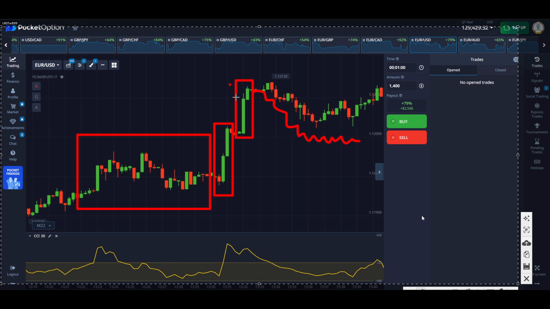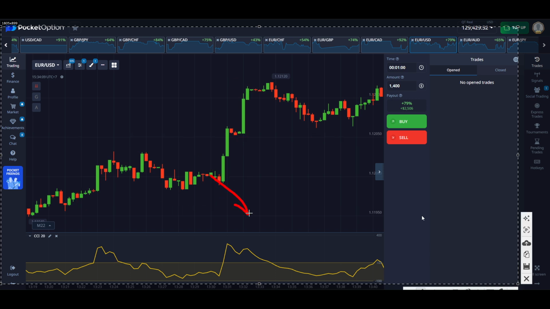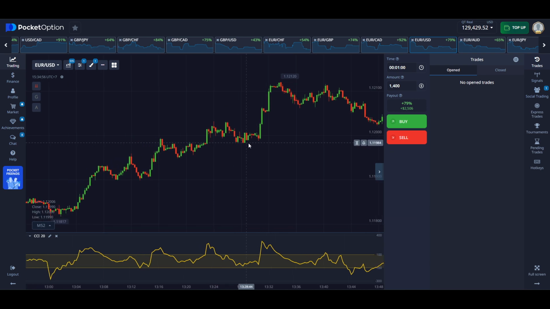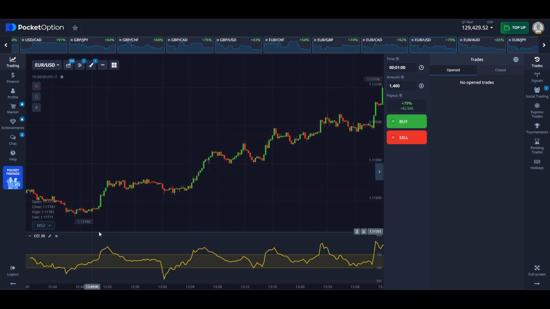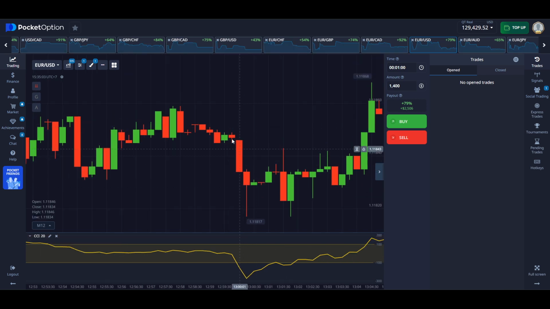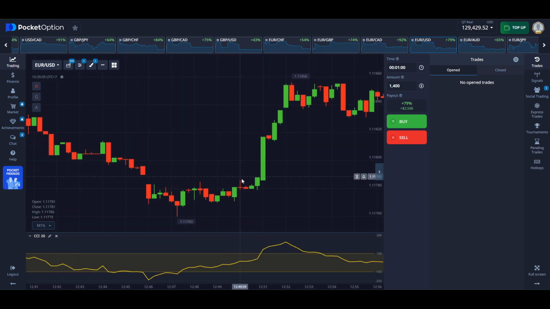So if we had, for example, done an analysis here and entered a sell trade, then at the moment we saw such an impulse, most likely we wouldn't have opened a trade at all. But based on the analysis, for example, it would have been possible to open a short position here. But as you can see, sometimes buyers and sellers have their own opinions, and impulses like this happen, which no one is completely protected from.